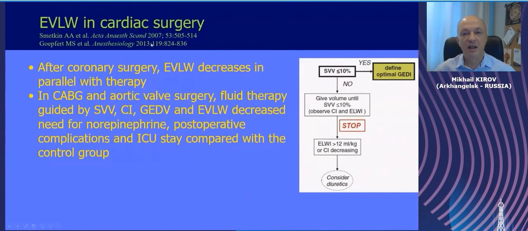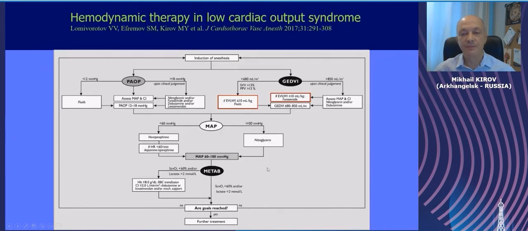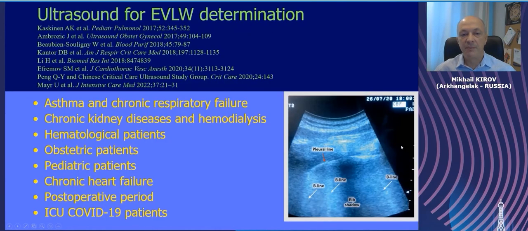After coronary surgery, lung water decreases in parallel with therapy, and as has been shown in the study of Matthias Goepfert and colleagues in coronary artery bypass grafting and aortic valve surgery, the fluid therapy guided by volumetric parameters and lung water can decrease need for norepinephrine, pulmonary complications, and ICU stay. Here, the authors suggest a higher value of lung water for the management. And in our review on hemodynamic therapy in low cardiac output syndrome, we suggest also to use lung water as one of the indications for administration of furosemide and for fluid therapy.